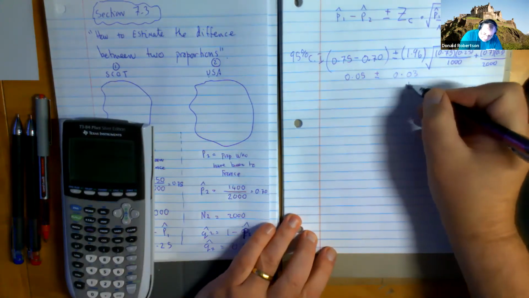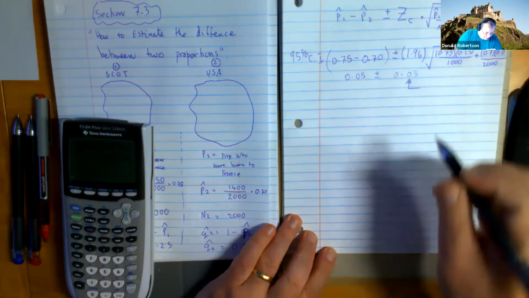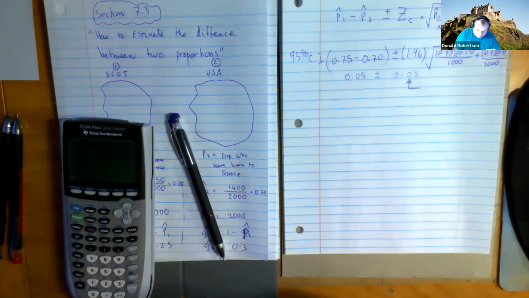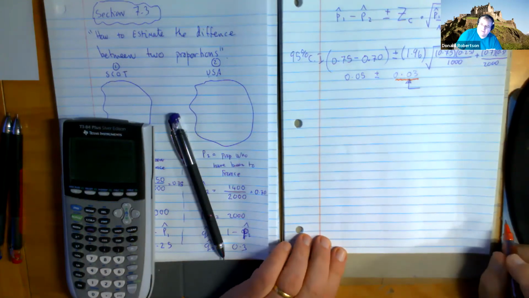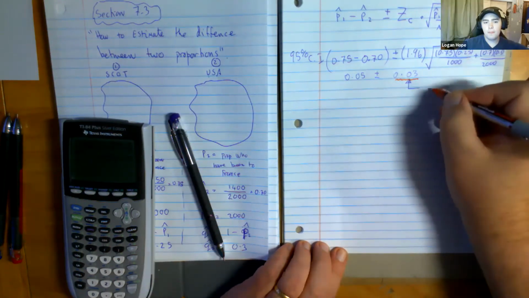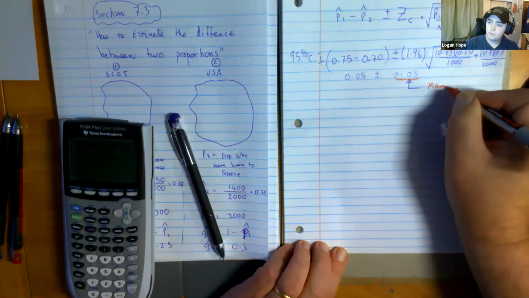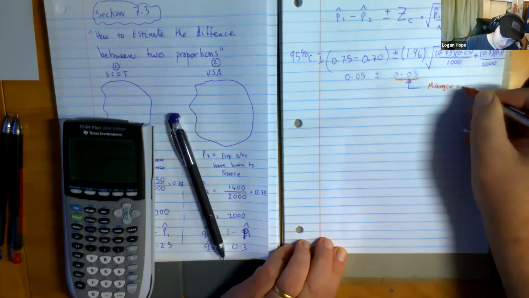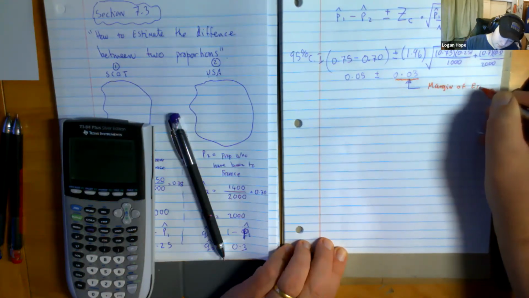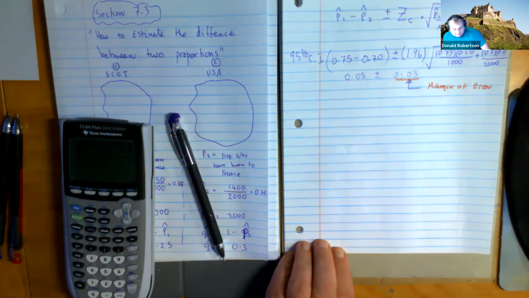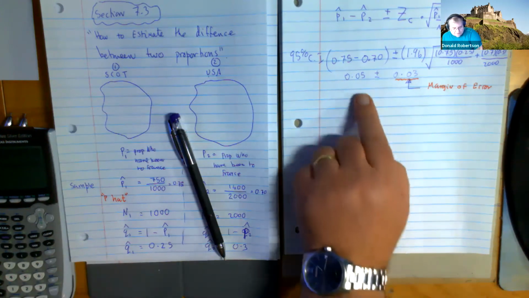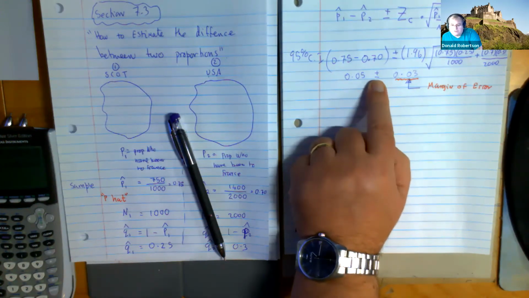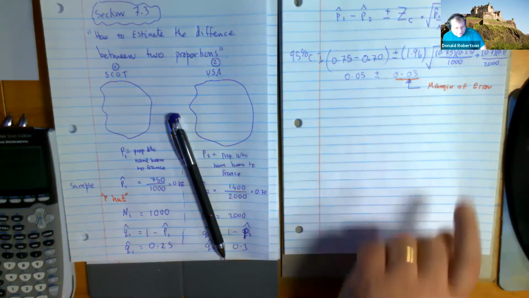Now, can you remember what this guy's called? The 0.03 guy. He's given a very specific name. Can you remember what he was called? Yes, it's called the margin of error. So I could say that the estimate for the difference between these two groups is 0.05, give or take 0.03.